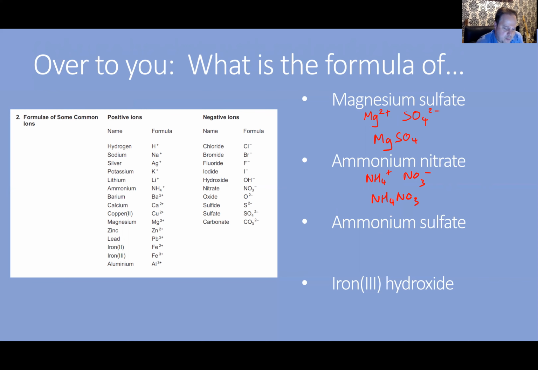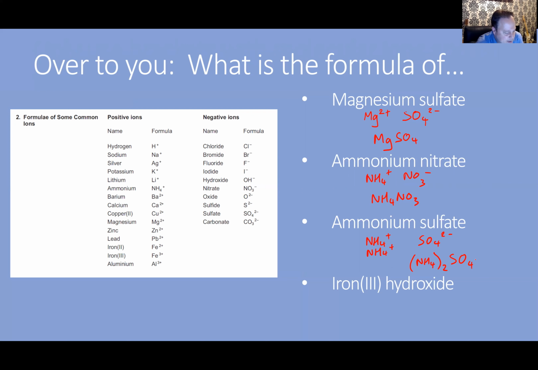So next example, ammonium sulfate. We know that ammonium is NH4+. Sulfate is SO4 2-. So the charges don't cancel out now because we have +1 and we have -2. They add up to -1, so we need some more positive charge. We can put in a second ammonium ion. The ions now add up to 0. 2 plus on the left, 2 minus for the one sulfate. So we have 2 ammonium ions, 1 sulfate ion. Ammonium is a molecular ion, so we need the brackets, like so.